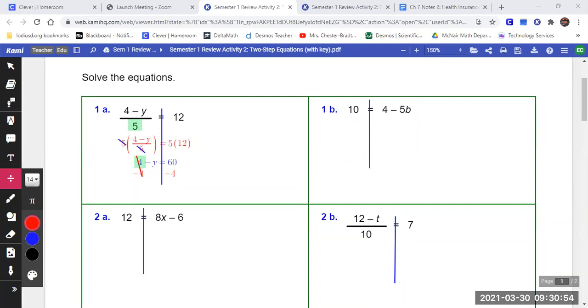Okay, so what's left on the left-hand side? What's still there? After we big zeroed that 4 out of there, what's left on that left-hand side? A negative y, exactly. So this says negative y equals 60, right? No, 60 minus 4. How much?